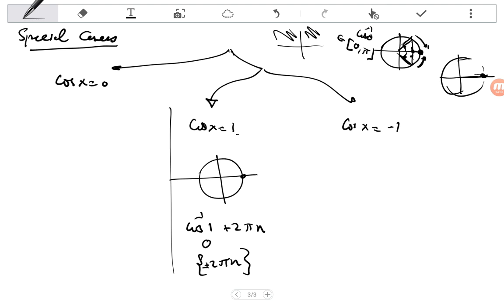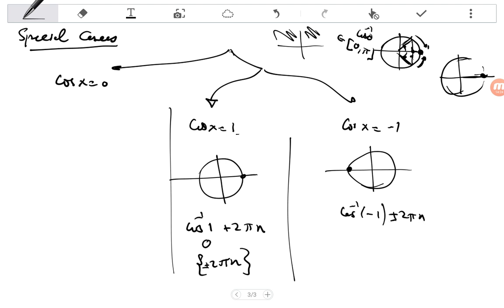one basic angle. Okay? And similarly for the case in which cosine x is equal to negative 1, but in this case the angle will be at this side. In this case we will have cosine inverse of negative 1, plus 2 pi n. And this will be just pi. So the solution is pi plus or minus 2 pi n, like this. And this is the set of solutions, or the solution set. Okay? So we have learned that for these two cases we have one basic angle.